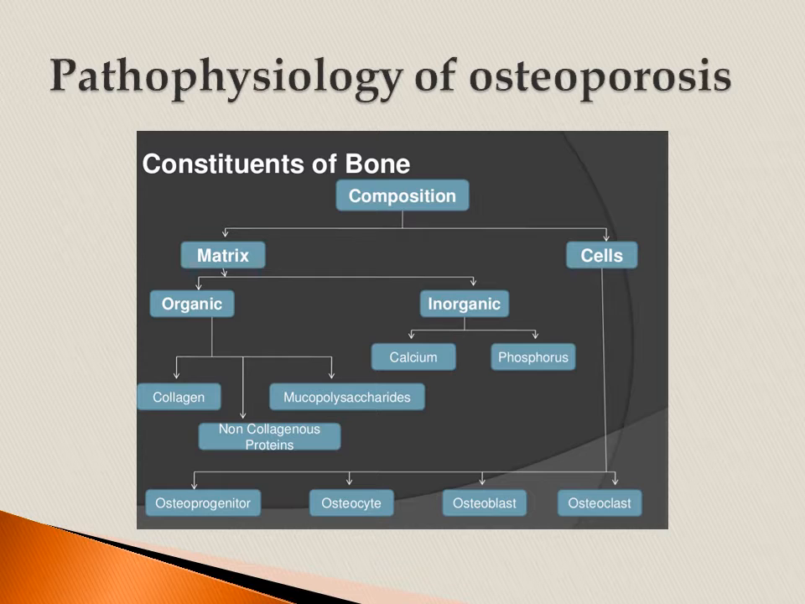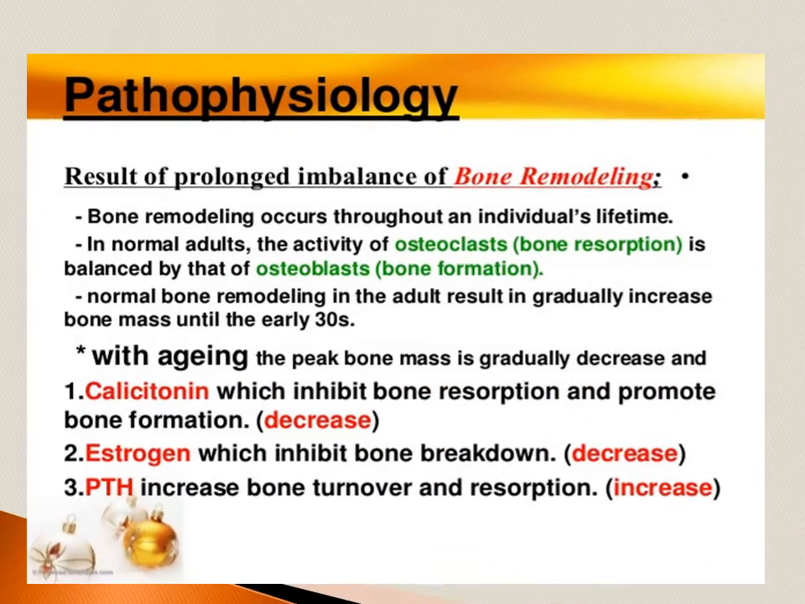Pathophysiology of osteoporosis. Here you have to know the composition of bone. In bone two things are there: matrix and cells. In the matrix you see collagen, then calcium. Collagen is present in bone, which is the organic matrix, and calcium is the inorganic matrix. Here you have to remember this. Four types of cells are present in bones: osteoprogenitor cells, osteocytes, osteoblasts, and osteoclasts. Osteoblast and osteoclast are very important cells present in physiology.